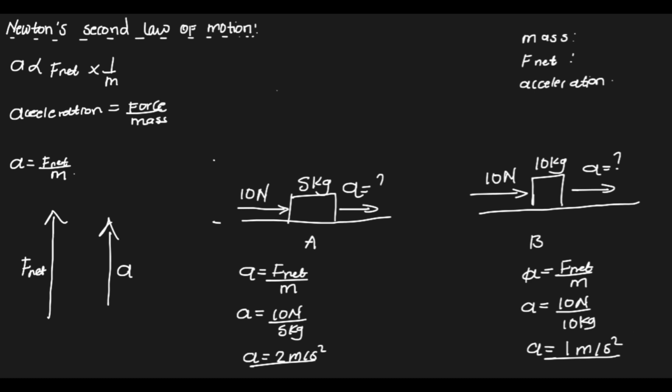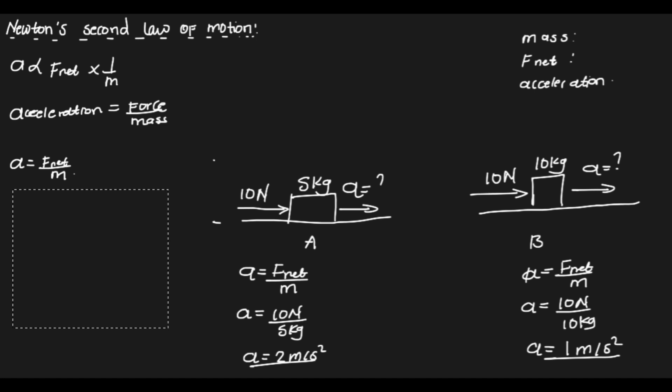So let's now evaluate what has happened this time. We assumed the force remained the same. For the first part, part A, the mass was 5 kg. Then for part B, the mass was 10 kg. So we increased the mass, but let's look at the acceleration. When the mass was 5 kg, the acceleration gave us 2. Then after we increased the mass from 5 kg to 10 kg, the acceleration reduced from 2 to 1.